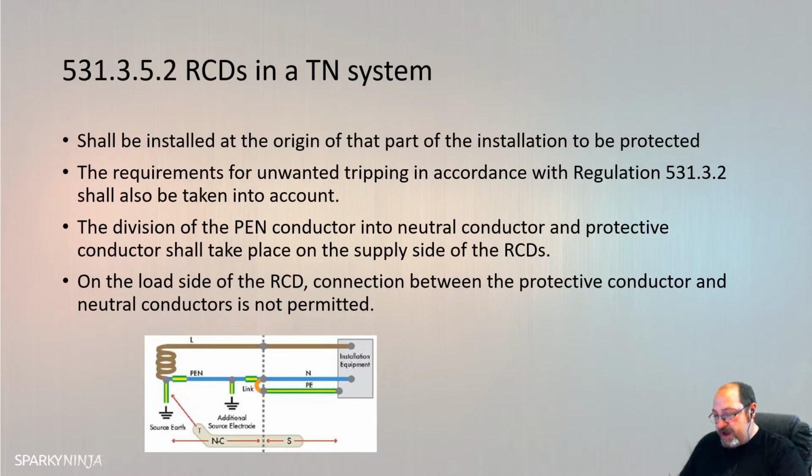On the load side of the RCD, connection between the protective and neutral conductors is not permitted. So once this RCD has been installed, connection between these two is not permitted. You've probably seen this before. If you have equipment running and you have obviously a neutral current flowing through it, short it to earth, RCD disconnects. I would be lying if I said I've not used that method as a way to identify a circuit before. But yeah, so, positioning of the RCD with the PEN conductor there.